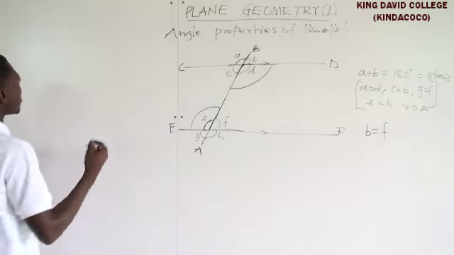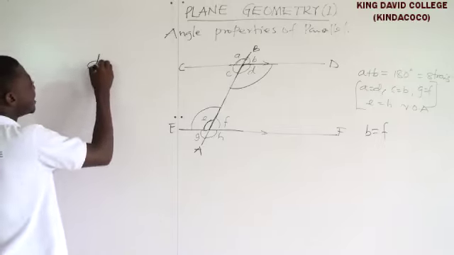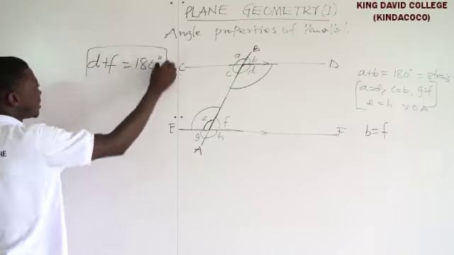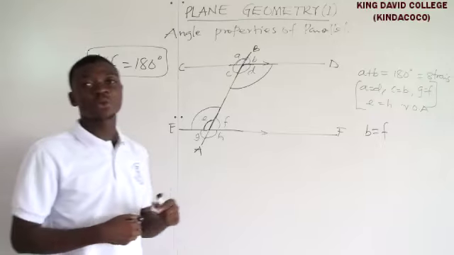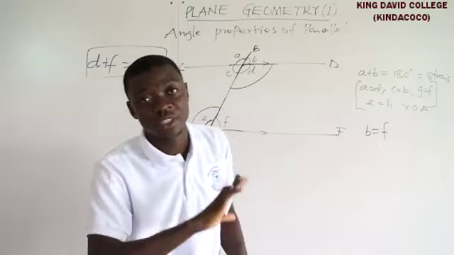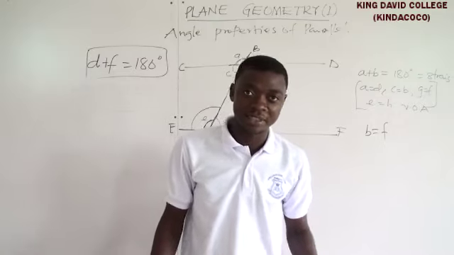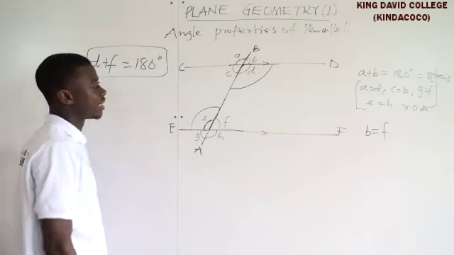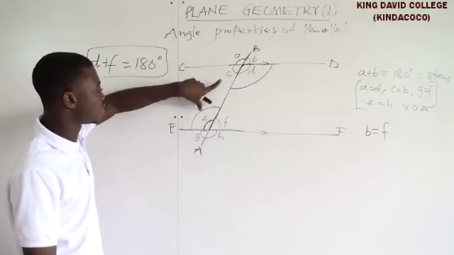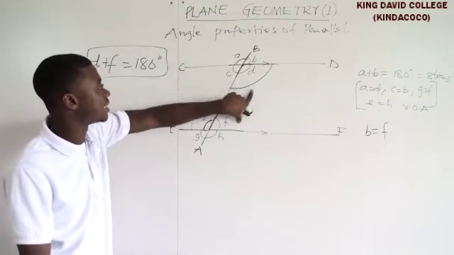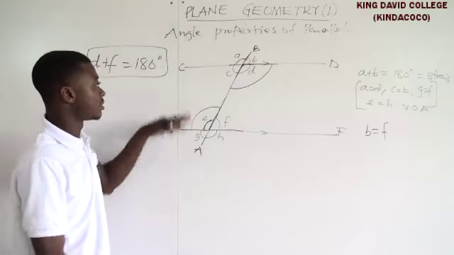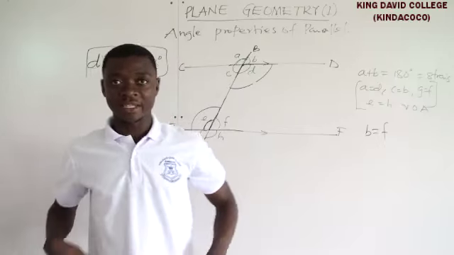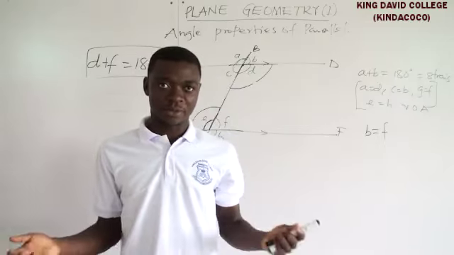And so for co-interior angles, D plus F should give me 180 degrees. So the sum of two co-interior angles is supposed to give me 180 degrees. Same way, E and C, they are co-interior angles. So we have two pairs here. These ones are the only interior angles, while the others are exterior. You can actually take notes or take reference.